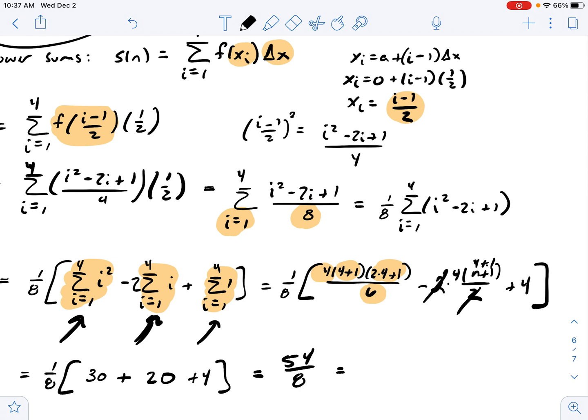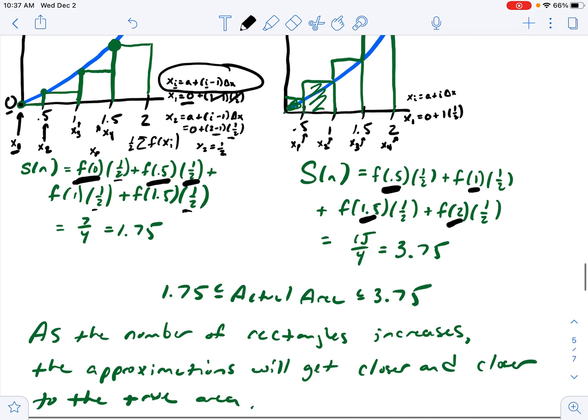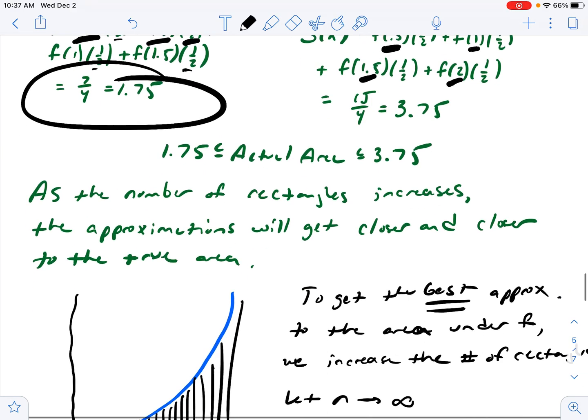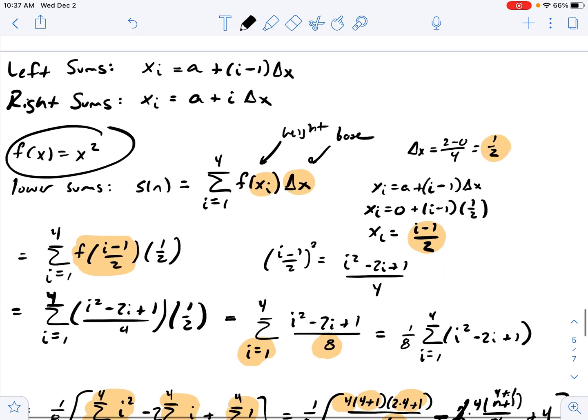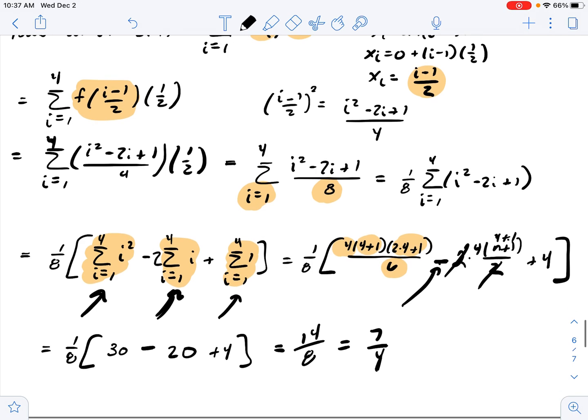Let's see if I've done this correctly or not. Let me see where I'm at. Oh, nope. One careless little mistake. I see it right away. Little thing here. That should not be a plus, right? That right there is a minus, my bad. So 30 minus 20 is 10, plus 4 is 14 over 8, which lo and behold equals 7 over 4, which was exactly what we got when we did it out, okay? So this summation notation is working for us, okay?